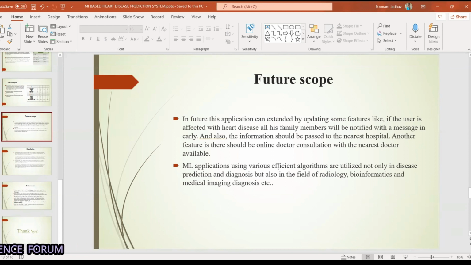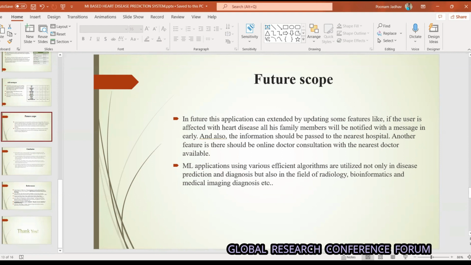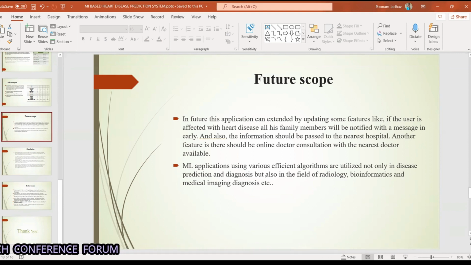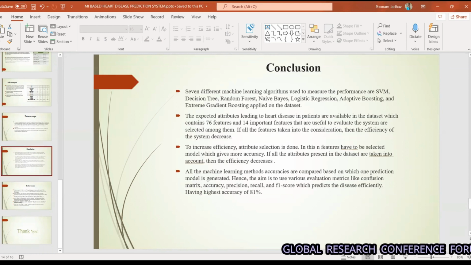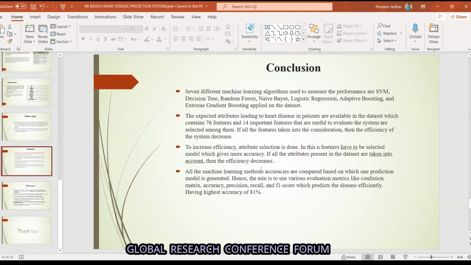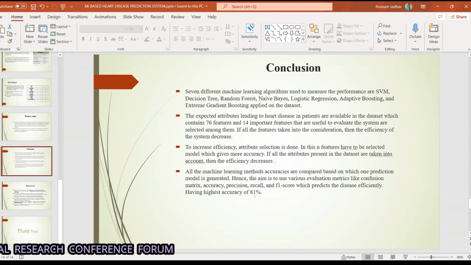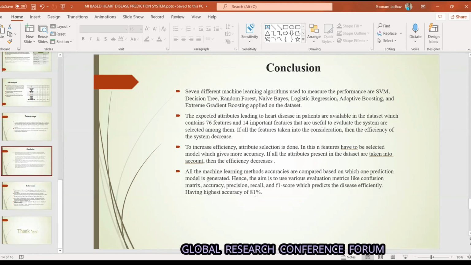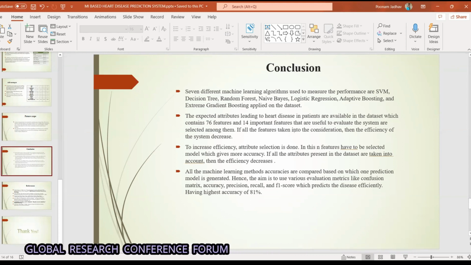Then machine learning uses various algorithms, not only for disease prediction and diagnosis but also for radiology, bioinformatics and medical image diagnosis. So the conclusion of the project: seven different machine learning techniques were used, that is SVM, decision tree, random forest, logistic and XGBoost algorithms, for the different data.